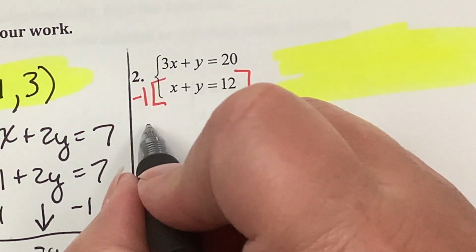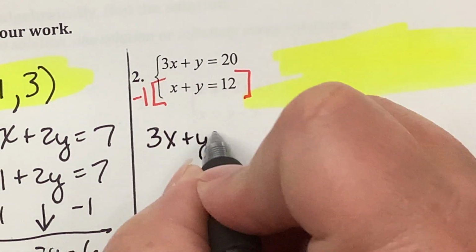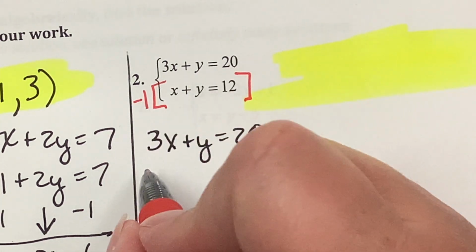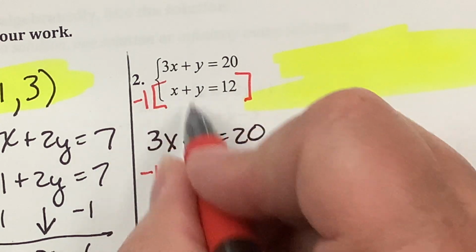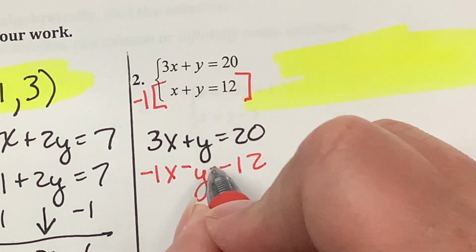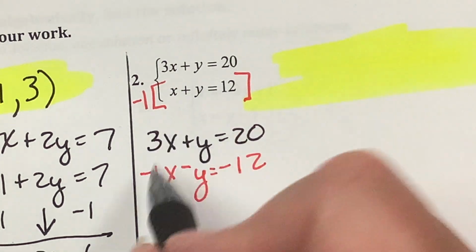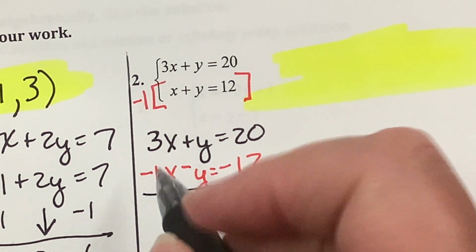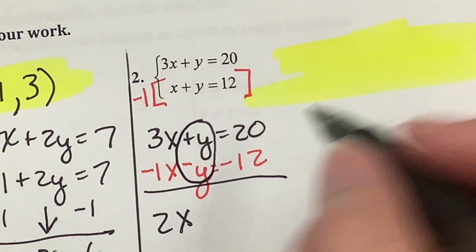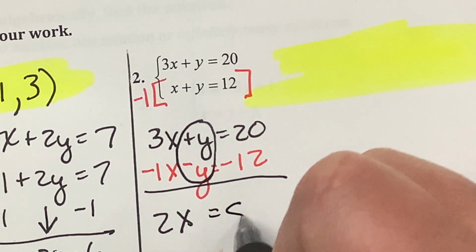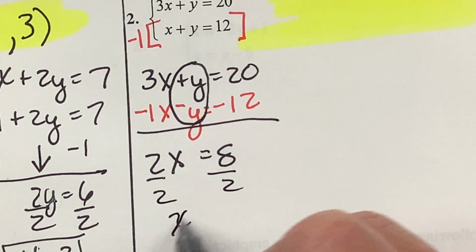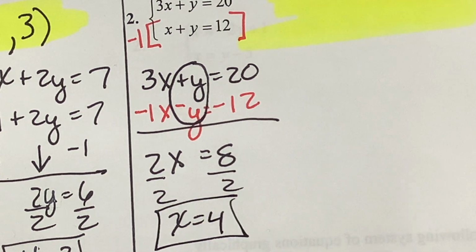But first, I'm going to copy 3x plus y equals 20. And then, negative 1 times x is negative 1x. Negative 1 times y is negative y. Negative 1 times 12 is negative 12. And you forgot your equal sign. There we go. So 3x minus 1x is 2x. Plus y and minus y is 0 y's. 20 minus 12 is 8. Divide both sides by 2. You get x equals 4. Boom, got it.